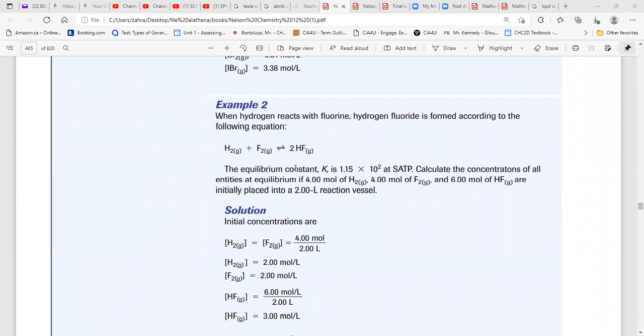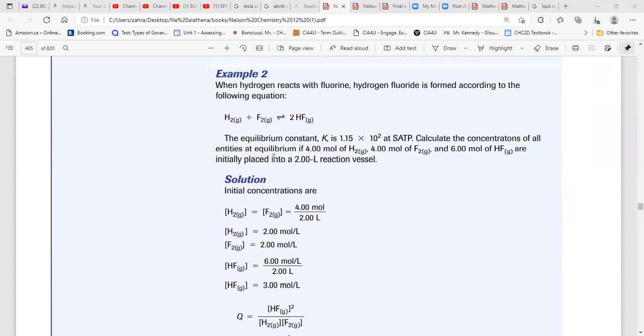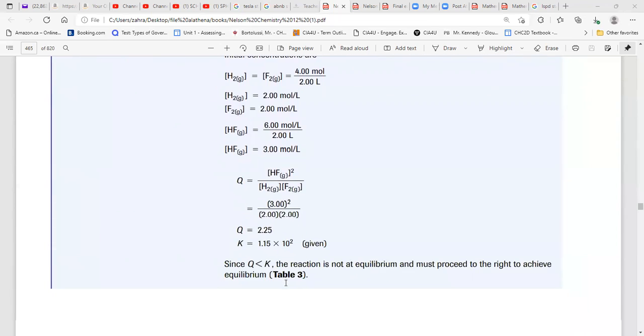Here is another example. When hydrogen reacts with fluorine, hydrogen fluoride is formed according to this. The equilibrium constant is given to you. The amounts of all entities are 4 mole of H2, 4 mole of F2, and 6 mole of HF, and you place it in a 2-liter container. So of course you can find the concentration: 4 divided by 2, 4 divided by 2, 6 divided by 2. So you find the concentration of each entity. You will find Q. You establish the equation for Q and put it there.